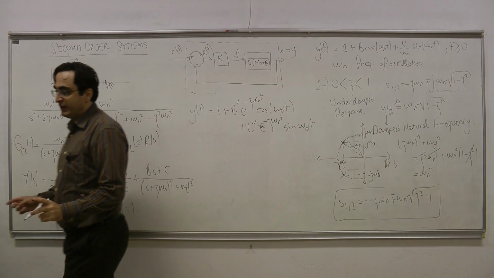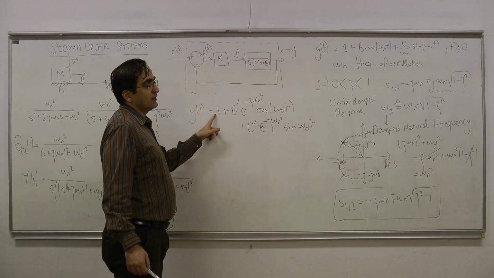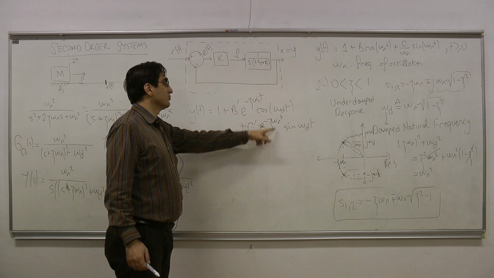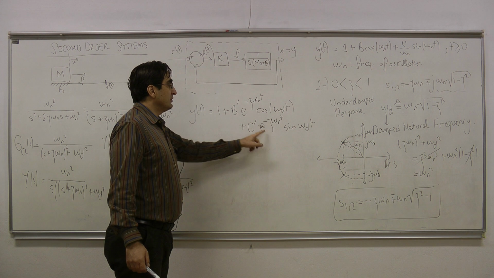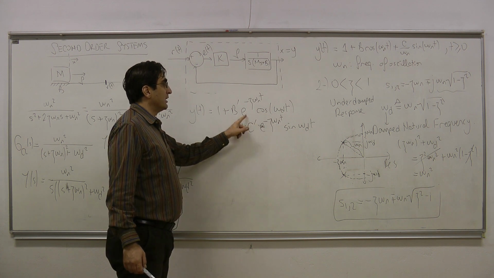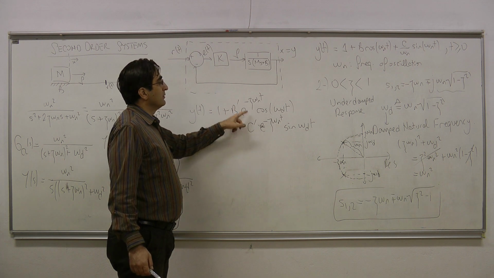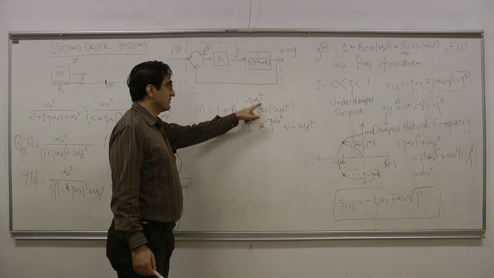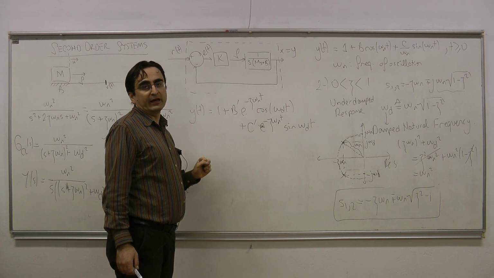And what do you see here? The important thing to see here, in this response there is a constant term which is 1, and there are also some oscillatory terms, cosine omega t and sine omega t. But these oscillatory terms are multiplied by these exponentials. And you see that the exponent of the exponential is negative, which means that as time t goes to infinity, these exponentials would be decaying.